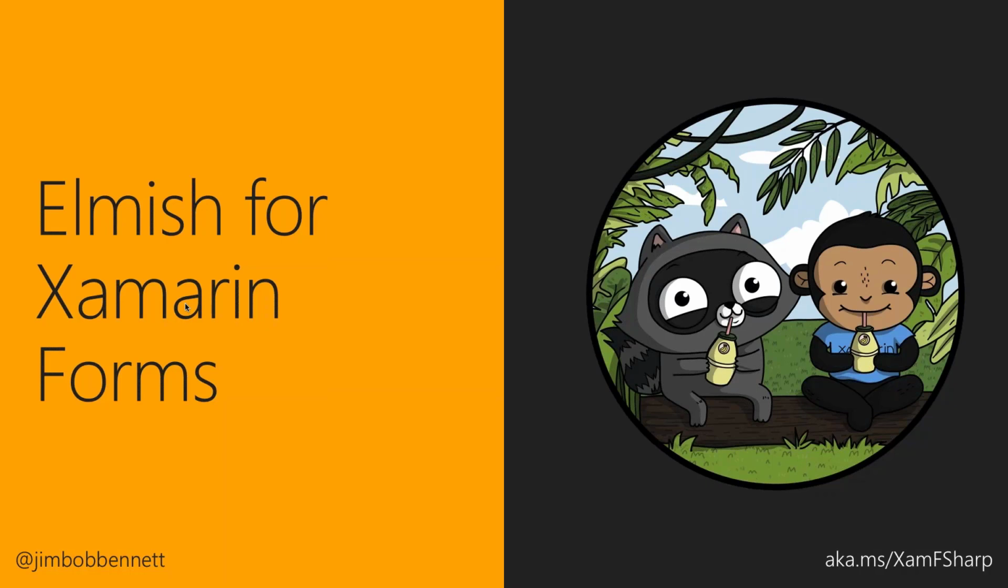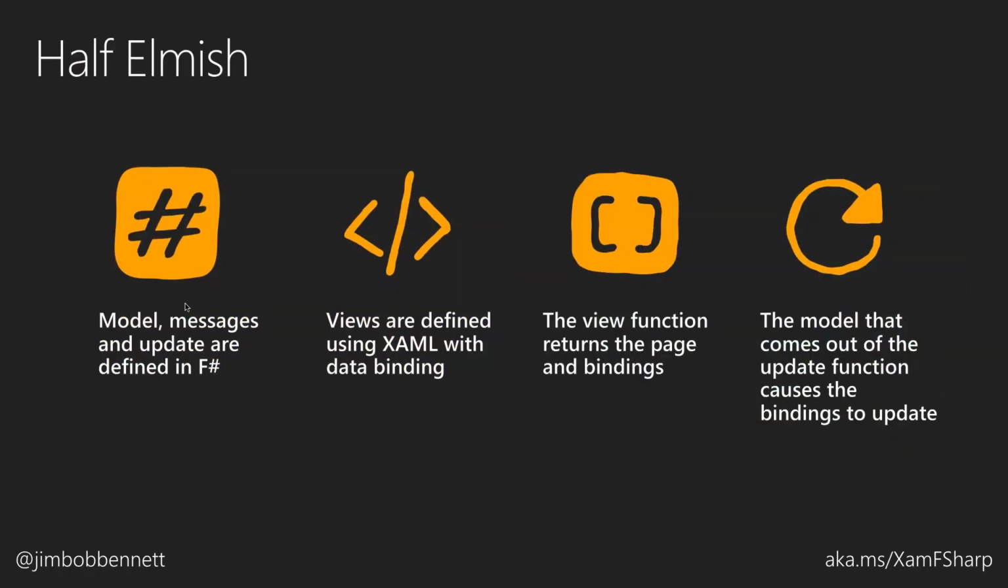So rather than create one way of doing things and that's it, he actually came up with two variants, half Elmish and full Elmish. Now, I can never say full Elmish without thinking of Tropic Thunder, but you don't go full Elmish, you can go full Elmish. So what is half Elmish? What is full Elmish? So half Elmish, this is a way for Xamarin.Forms developers to start with F#.